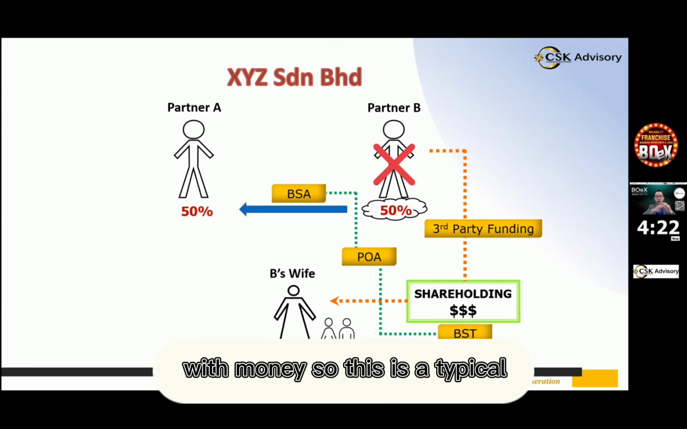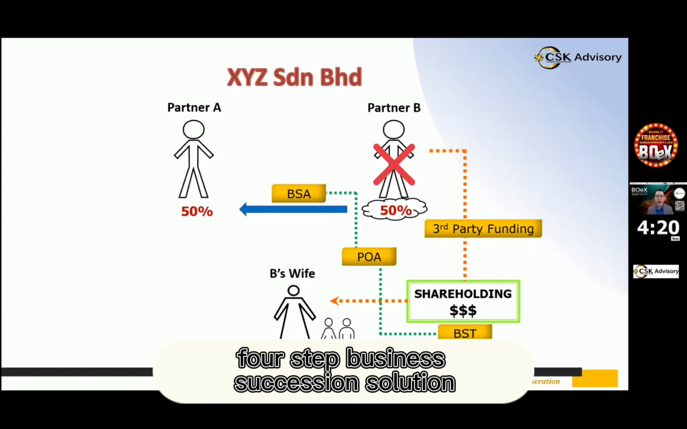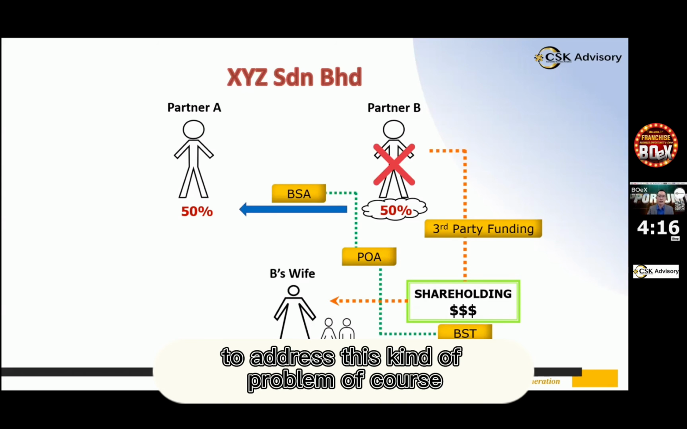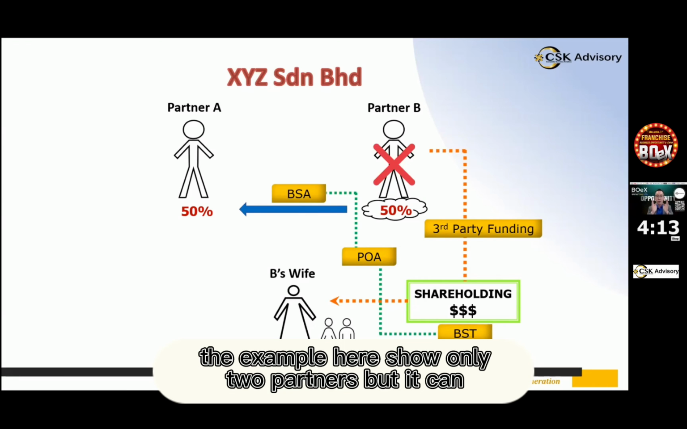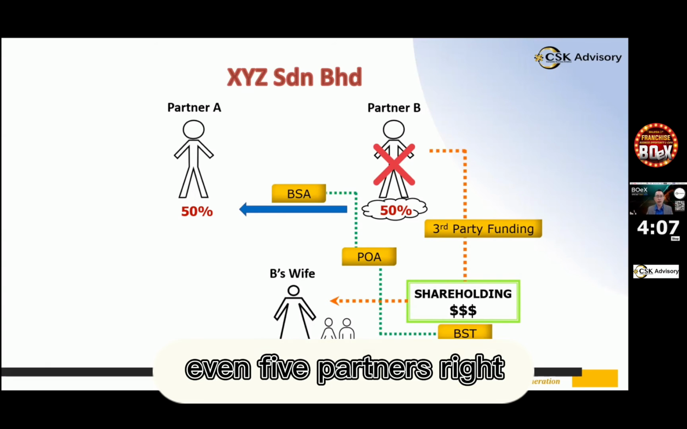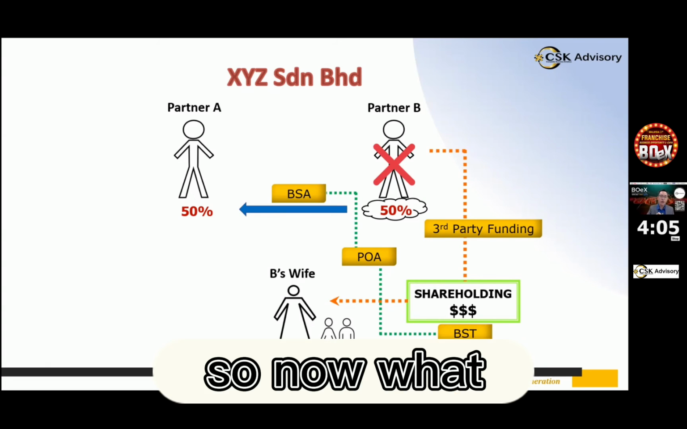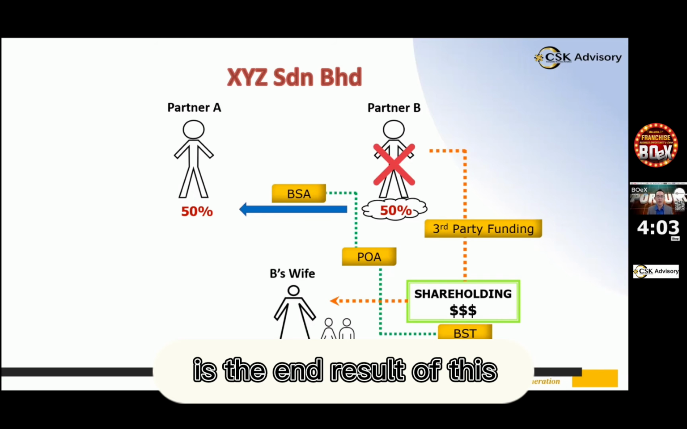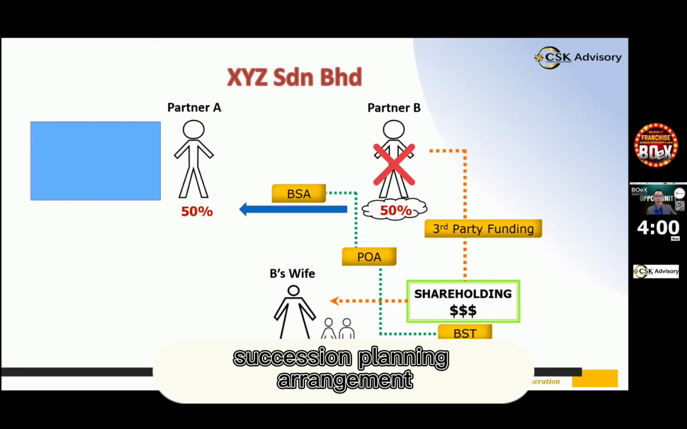So this is a typical four-step business succession solution to address this kind of problem. Of course, the example here shows only two partners, but it can also address the problem of 3, 4, even 5 partners, right? So now, what is the end result of this succession planning arrangement?